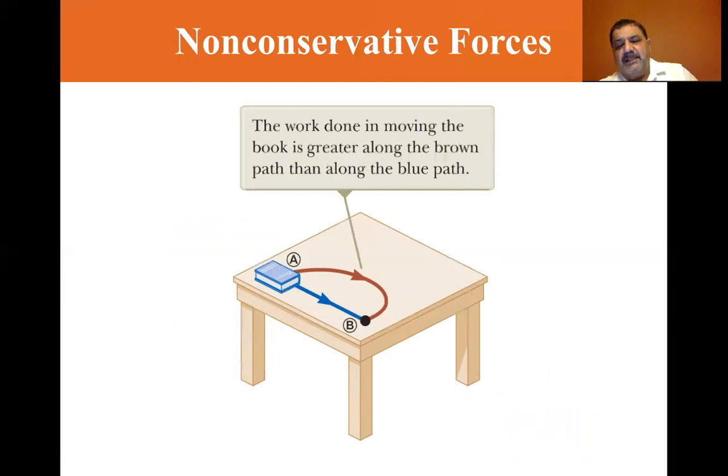Now, suppose you displace a book between 2 points on the table, as in the figure. If the book is displaced in a straight line along the blue path between points A and B, you do a certain amount of work against the kinetic friction force to keep the book moving at a constant speed. Now imagine pushing the book along the brown semicircular path. You perform more work against friction along the curved path because the path is longer. Work done on the book depends on the path, so the friction force cannot be conservative.